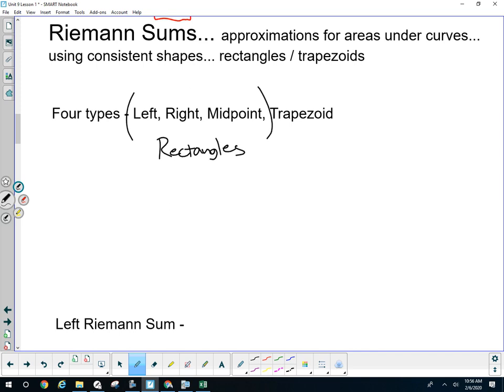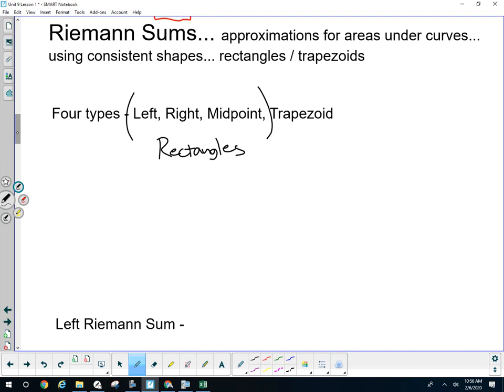The trapezoid uses a trapezoid. But the rectangles are going to be different, and we're not going to just throw rectangles down willy-nilly like we did on the previous question, or the previous situation. We are going to be very specific and formulaic based on the type of Riemann sum.